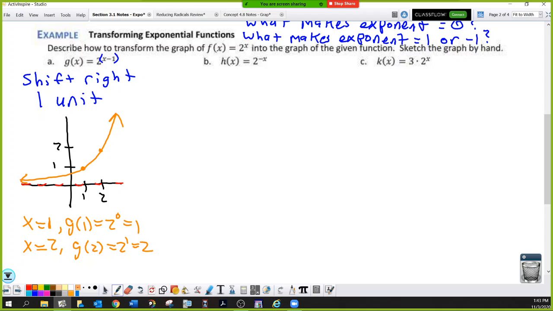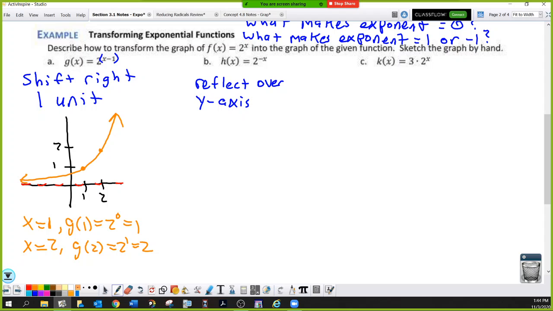Next one looks like growth, doesn't it? Because it looks like the exponential base is greater than 1. Tell me, my x is now negative x. What kind of transformation is that? Yeah, this is a reflection over the y-axis. Now, wait a second. Let's just look at this orange curve for a second, because that is growth. If I reflected it over the y-axis, what would it look like? The orange curve, it would look like a decay graph.